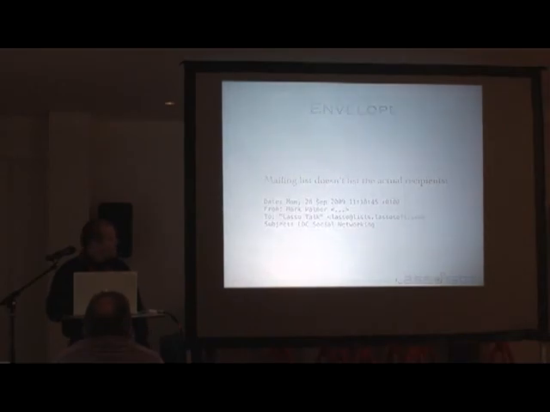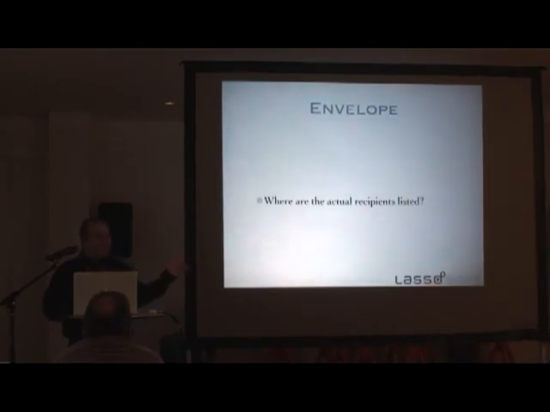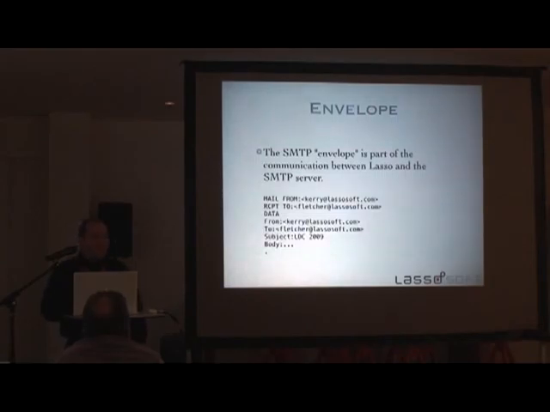So the question is, where is the actual recipient listed? I'm not listed there, but this message showed up in my email client. And the recipients are in the SMTP envelope. Just like on a normal letter, you have your letterhead, and then there's the actual envelope, which controls where the postal service delivers the letter, not the address that you printed on the contents of the letter.